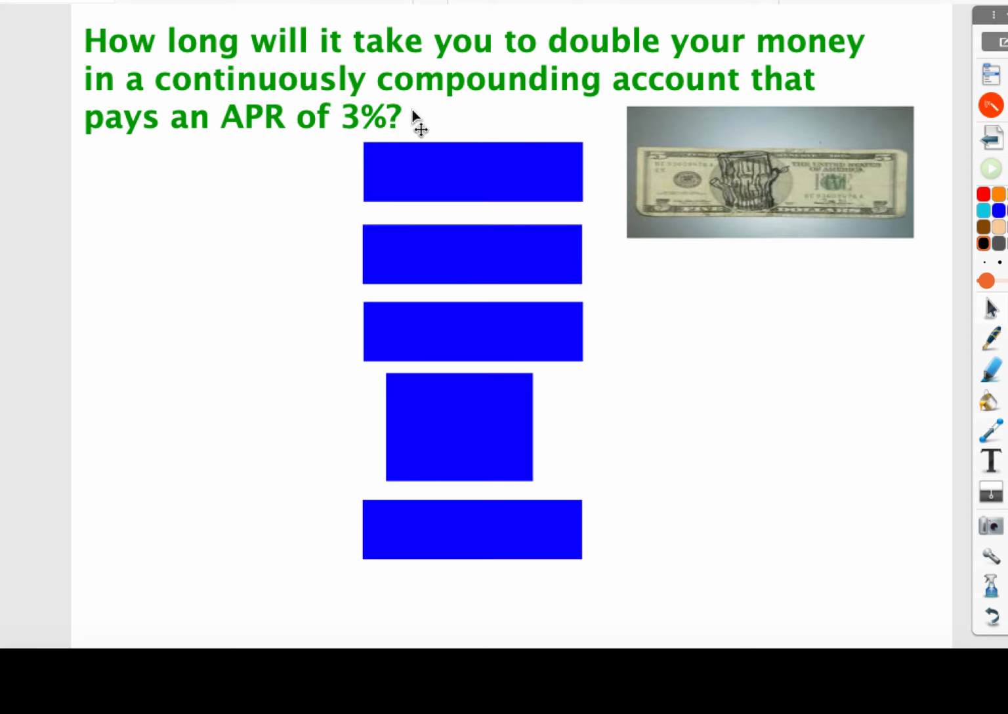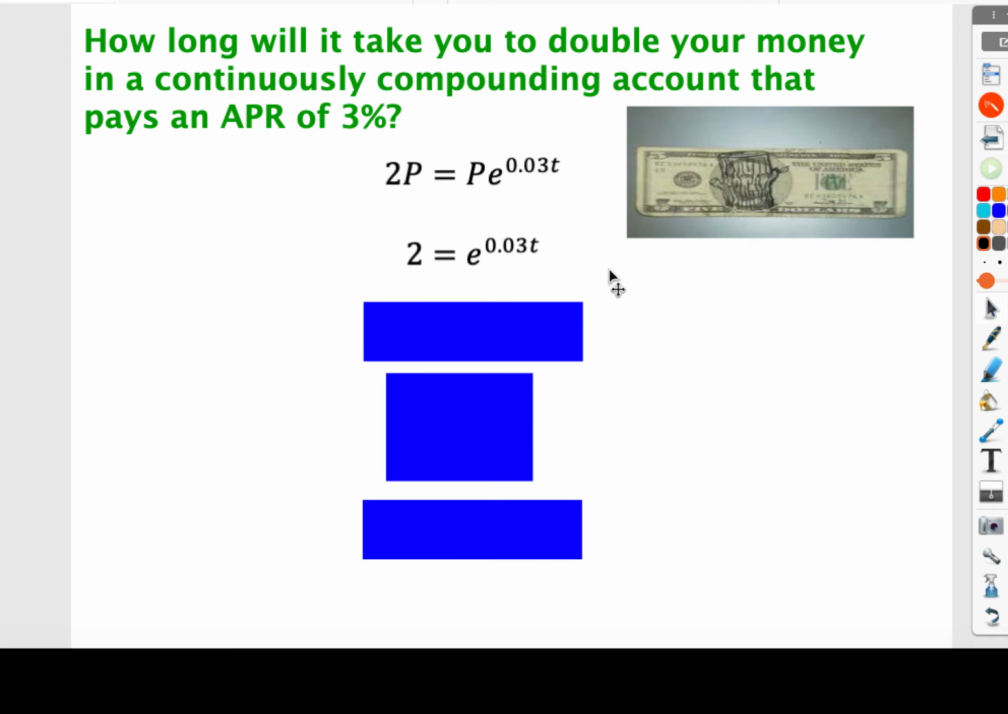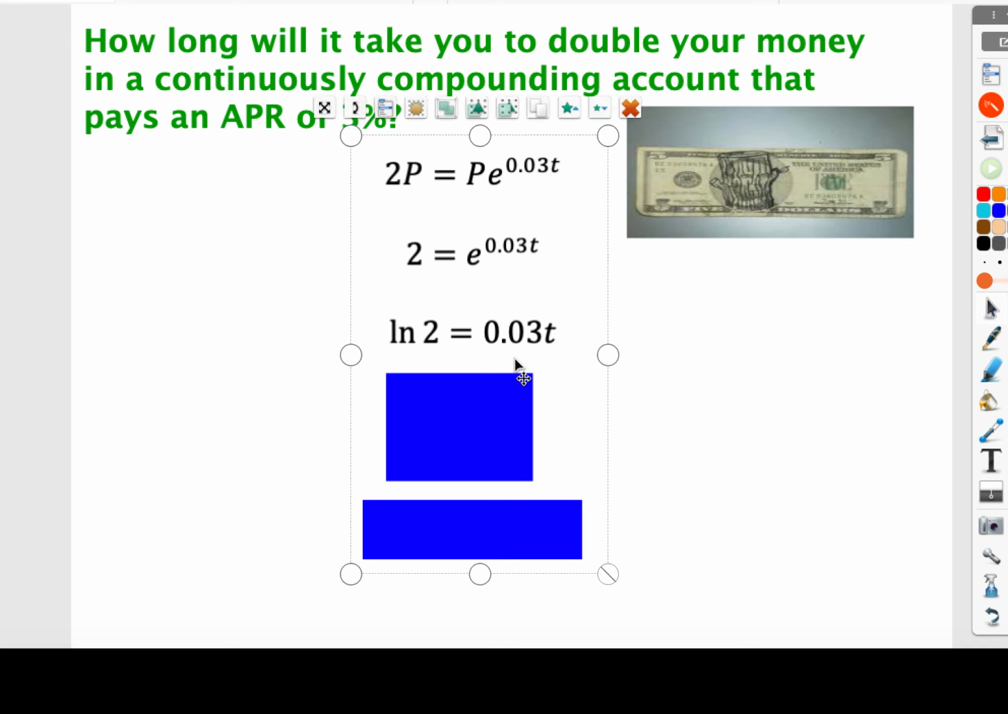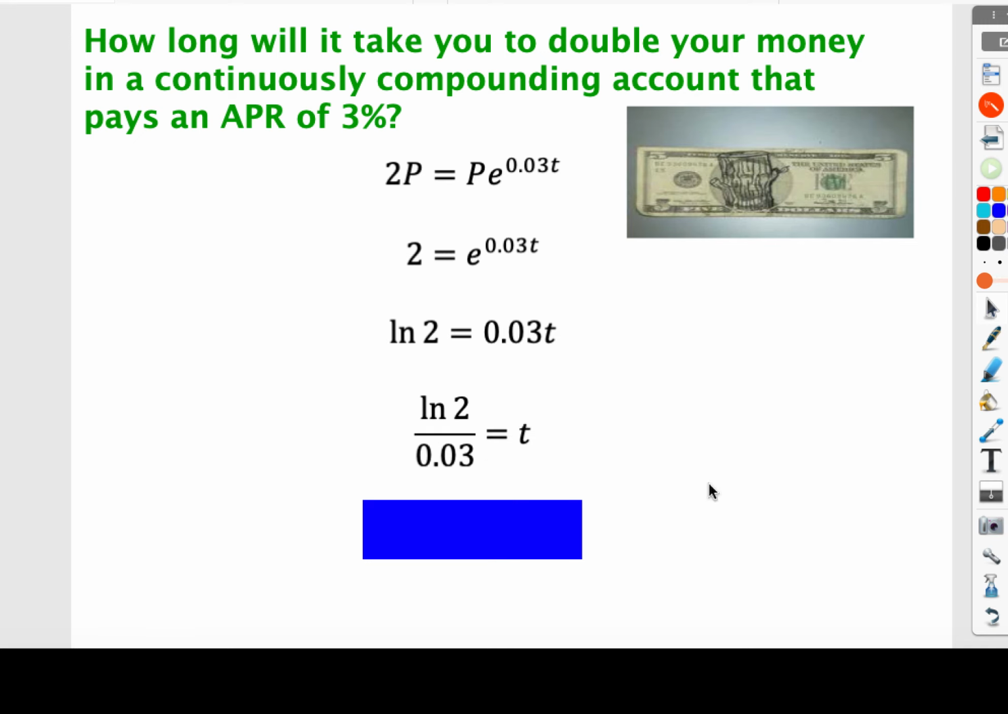One last problem, just to show you where we can use this in real life. Again, we've talked about continuously compounded interest before. So if you want to double your money, basically it doesn't matter what principal you start with. We want to end up with twice that much. And if I divide the P away from both sides, then I can quickly take a natural log on both sides and cancel that e. Divide by my rate, very simply.